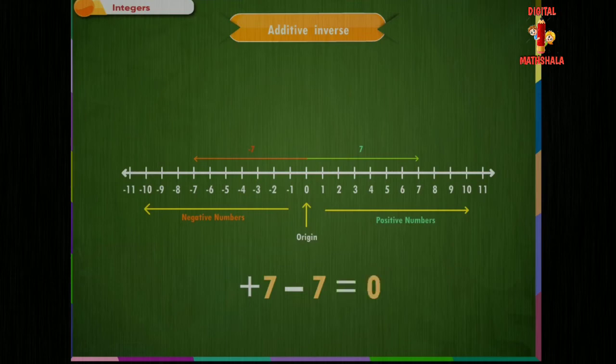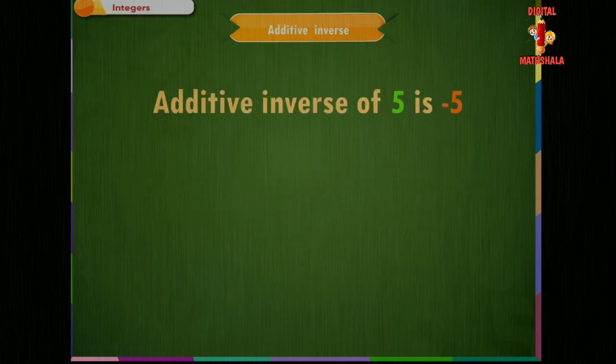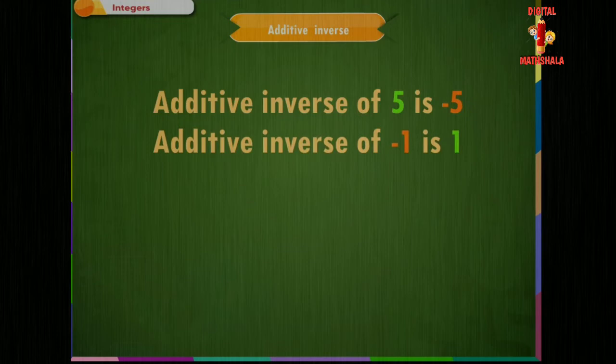Let us see another example. Adding opposites minus 3 and 3. The arrow is at minus 3. To add plus 3, we move 3 steps towards right. 1, 2 and 3. We reach at 0. Thus, minus 3 plus 3 is equal to 0. So, we found that when we add two opposites, we always reach at 0. Thus, the additive opposite or additive inverse of 5 is minus 5. Additive inverse of minus 1 is 1, and so on.